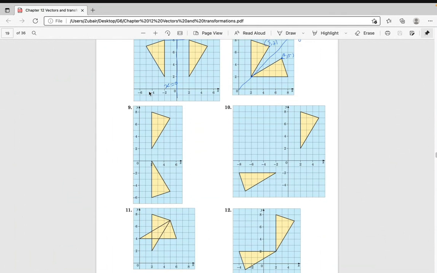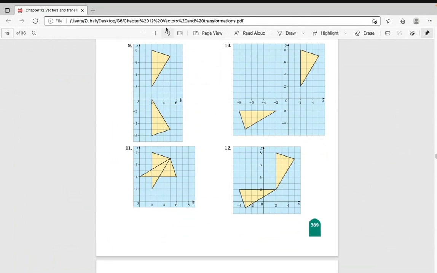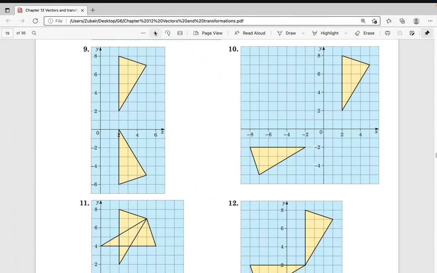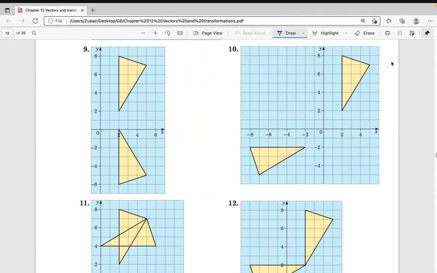Did you get time to practice? Yes, sir, I did practice some of them. So let me know the equation for question number 9. Yes, that question number 9. Let me open it. Yes, sir. Question number 9.